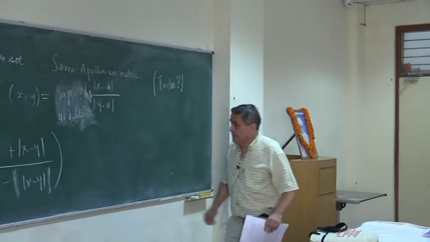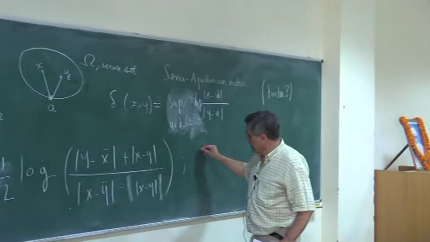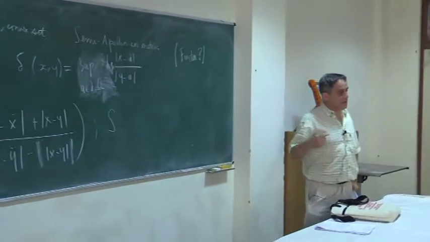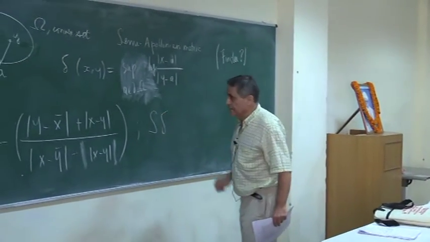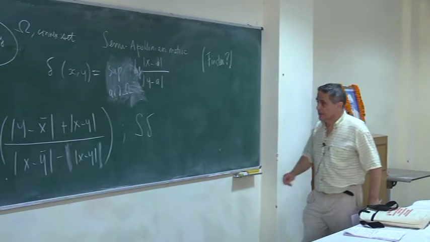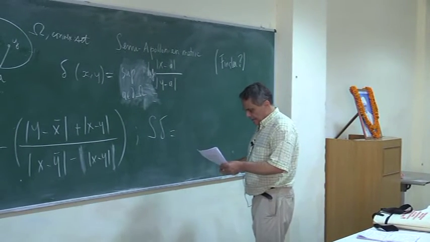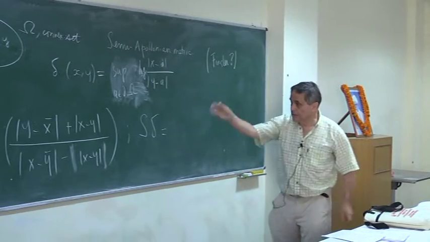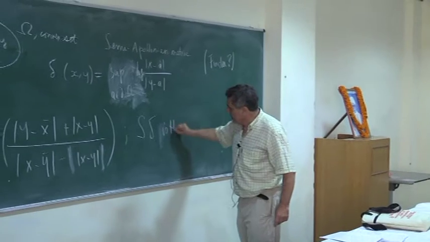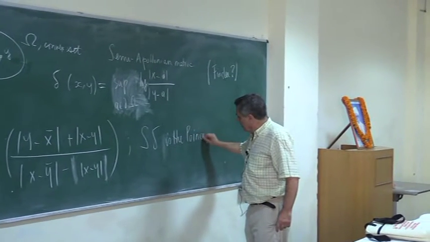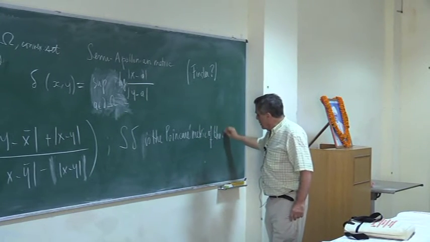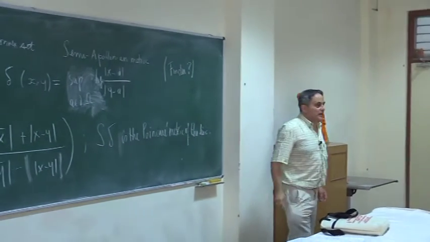And what is nice is that the arithmetic symmetrization of the semi-Apollonian metric of the disk, I don't want to write the formula, you can do the exercise, is the Poincaré metric of the disk.